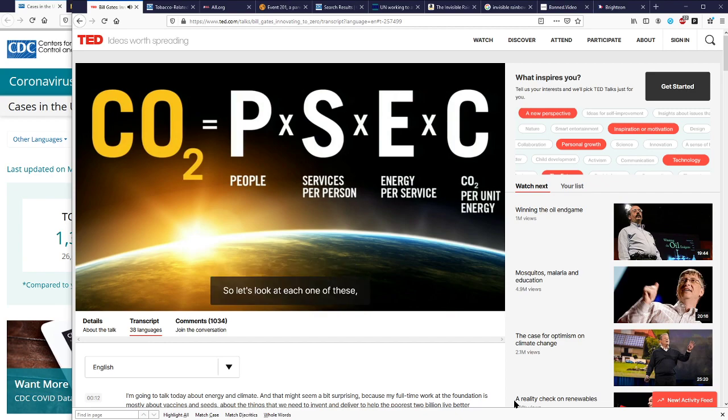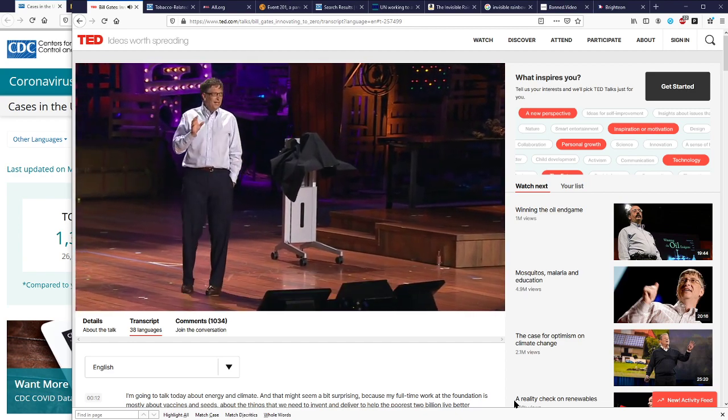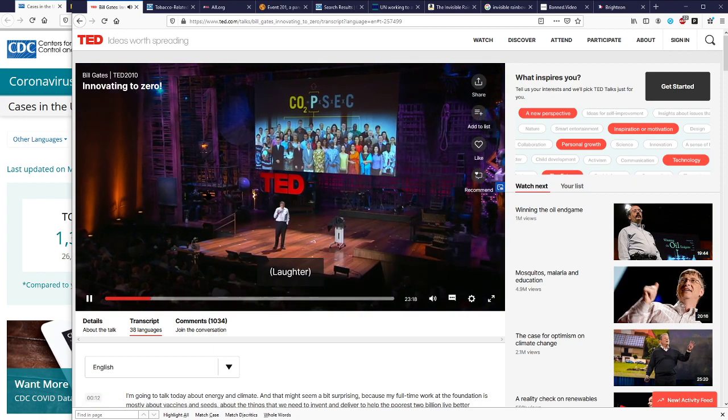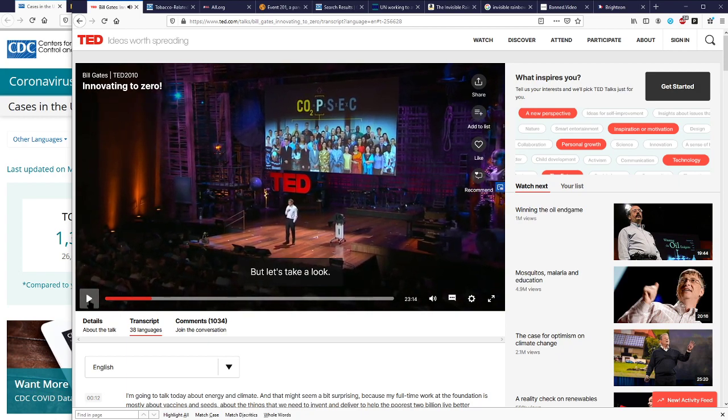So let's look at each one of these and see how we can get this down to zero. Probably one of these numbers is going to have to get pretty near to zero. That's back from high school algebra. But let's take a look. One of these numbers, right? So people probably need to use services and all these other things. So this obviously is highlighted. This is gray. He's talking about high school algebra here.